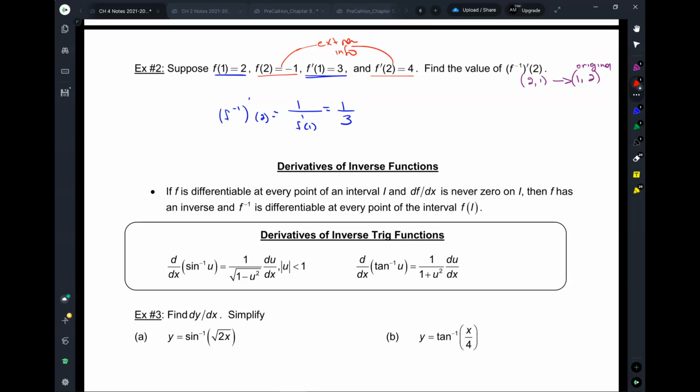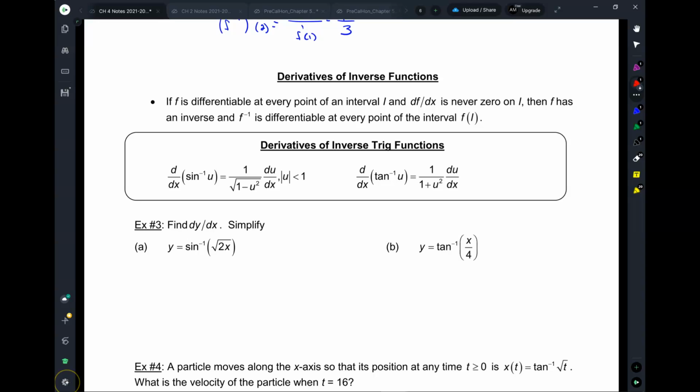Okay? All right. Just to clarify, you got one more point about derivatives of inverse functions.